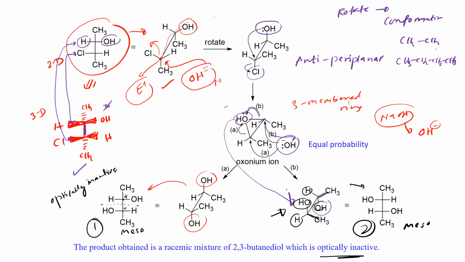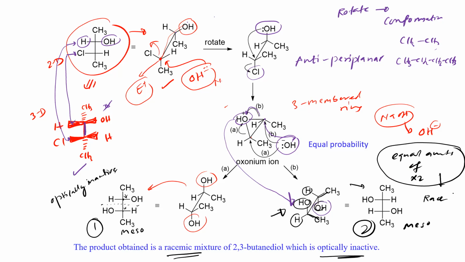So when you have enantiomers in equal amounts, we call it a racemic mixture. A racemic mixture is where you have equal amounts of the 2 enantiomers. Okay, so that's why these 2,3-butanediol, see, 1, 2, 3, 4.